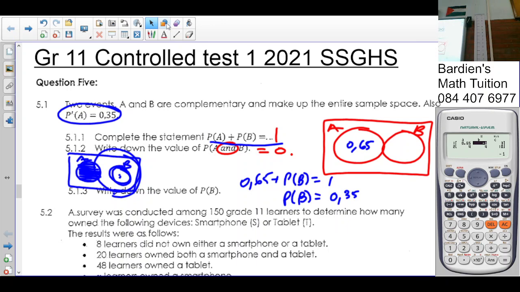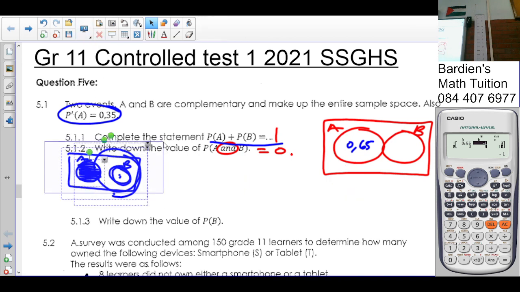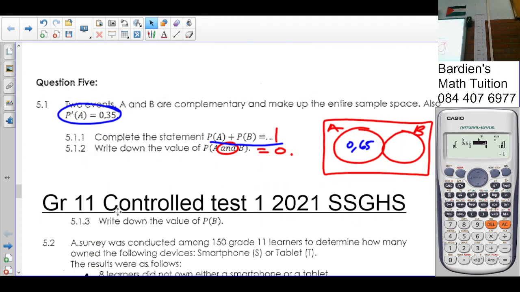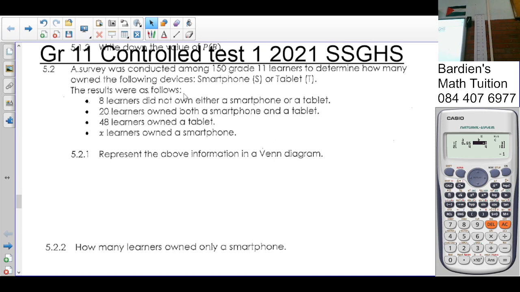Okay, so let's go to the next question. In our next question, we are told a survey was conducted amongst 150 grade 11 learners to determine how many own the following devices. We have two devices here, which are the smartphone and the tablet.